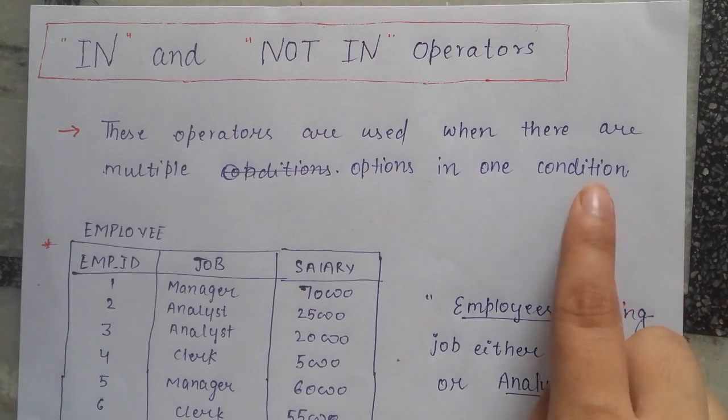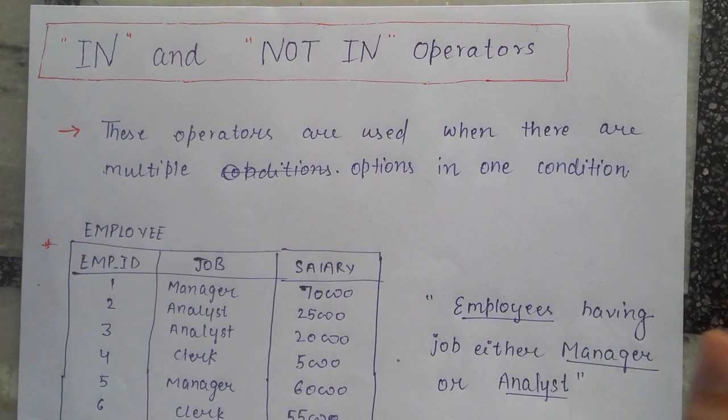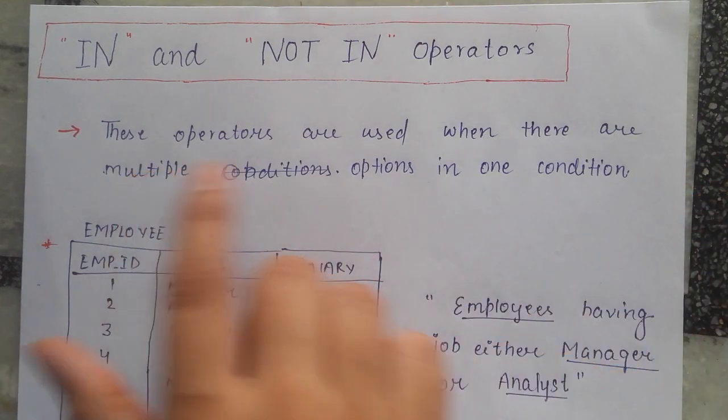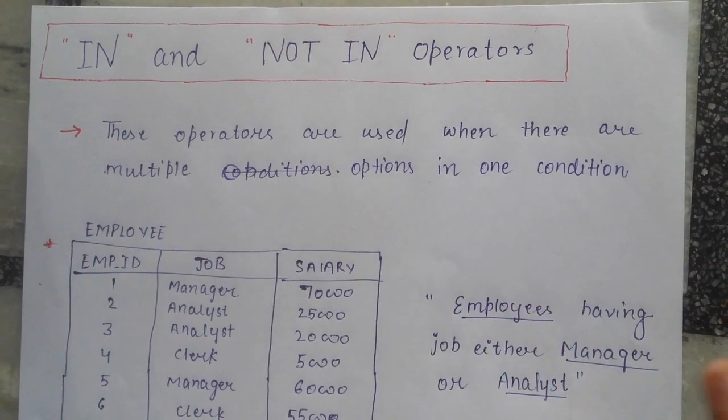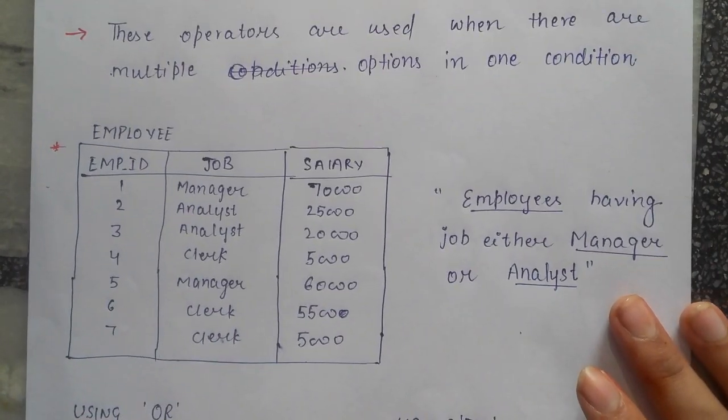Understand this line over here. It says that if there is only one condition and in that condition we have multiple options, then for that purpose we use the IN and NOT IN operators. Let us understand this with the help of an example.